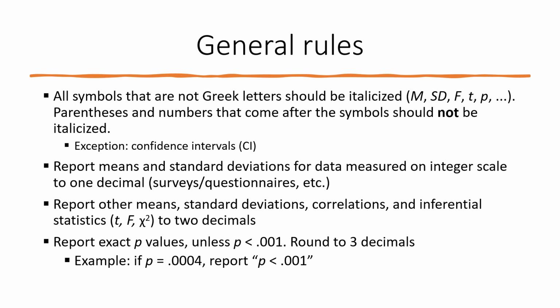So if you have p equals 0.02, you would just say p equals 0.02. Not p is less than 0.05. There is an exception though if the p-value is less than 0.001, in which you would round to 3 decimals. For instance, if you have a p-value of 0.0004, you would report p is less than 0.001.